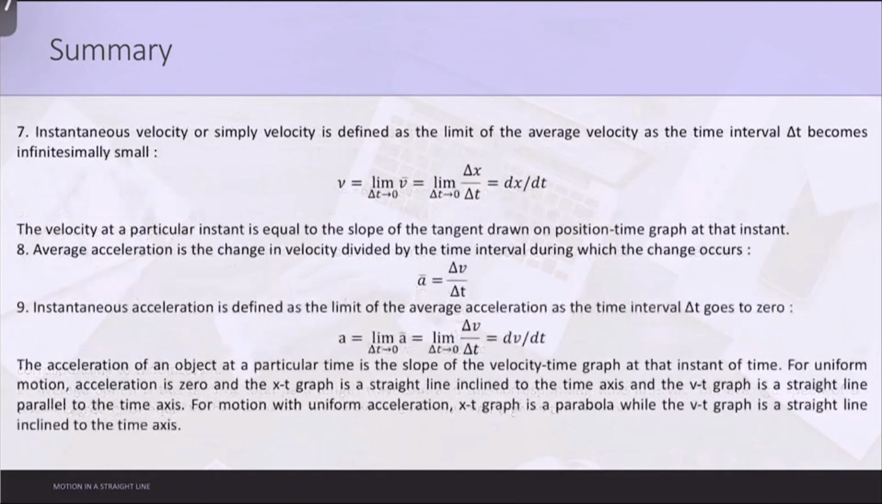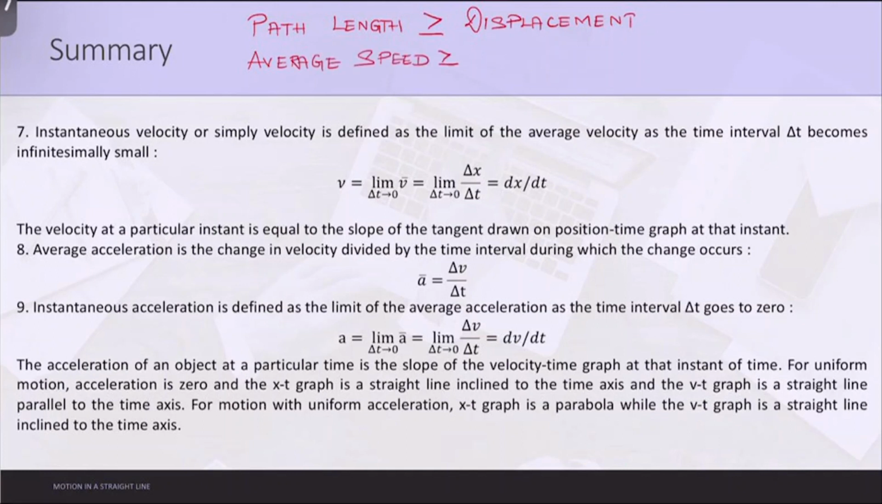Okay, so this is very important. I will just write it here so that revision also takes place. First of all, you should remember that path length is greater than or equal to displacement. Because of this, average speed is greater than or equal to average velocity. Fine. So that being said, let's move on to the next thing, that is instantaneous velocity or simply velocity. Instantaneous velocity or simply velocity is defined as the limit of the average velocity as the time interval delta t becomes infinitesimally small.